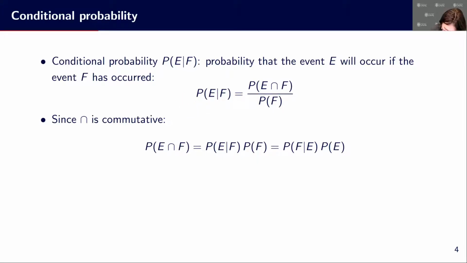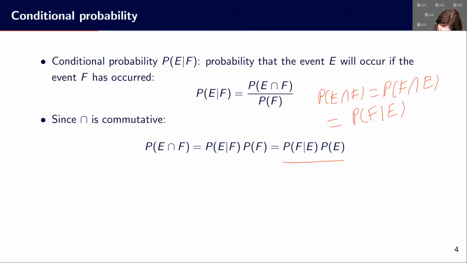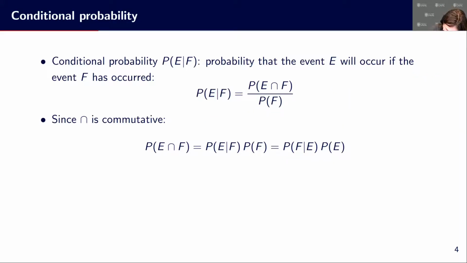For this part here, we get into the fact that P of E intersection F is equal to P of F intersection E, which is equivalent to P of F given E times P of E. So we again move this here, but we exchange E and F to get this thing. So this gives us this equivalence, this equal to that.